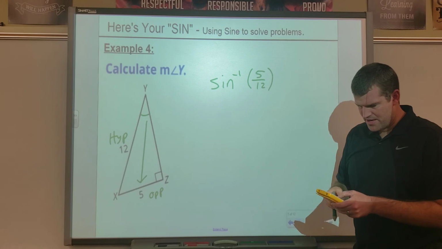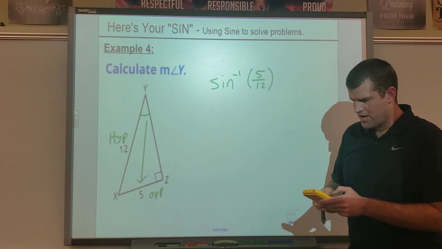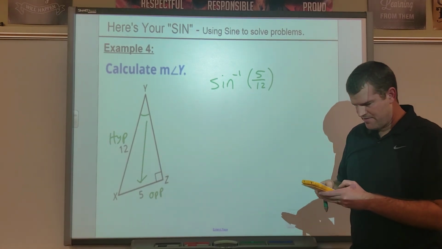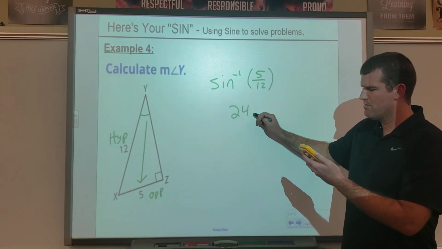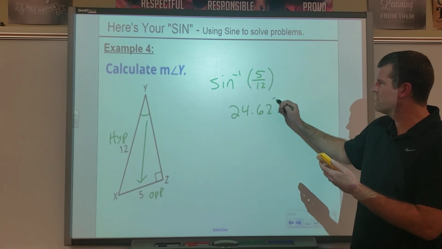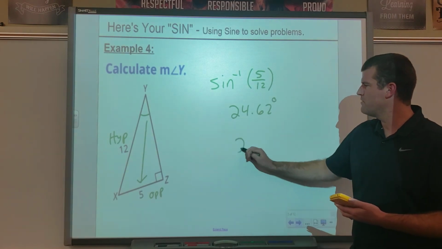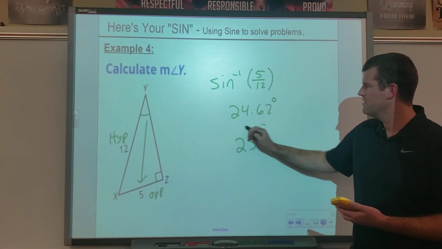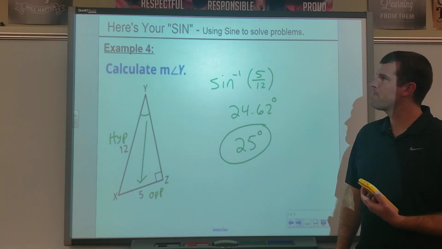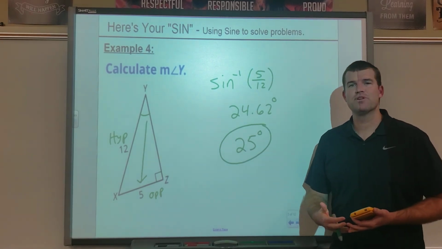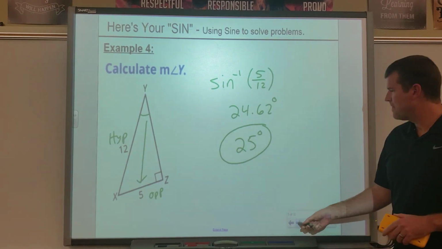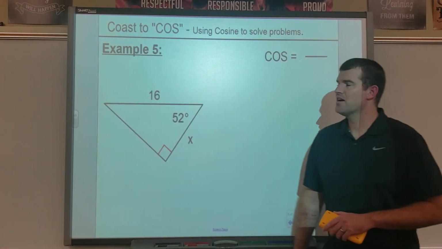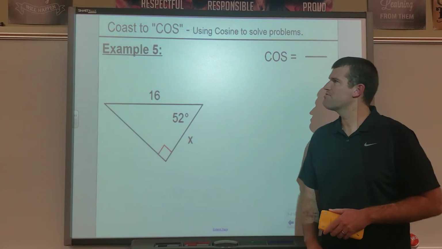All right, let's go ahead and check how you did. When I do inverse sine of 5 over 12, I get that that angle is 24.62 degrees. Or if we round that, that would round up to 25 degrees. All right, so sine, we use it anytime we have the opposite and hypotenuse. We're going to go ahead and move on to cosine.